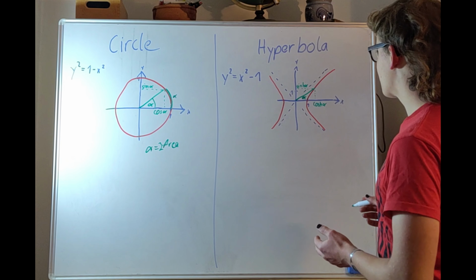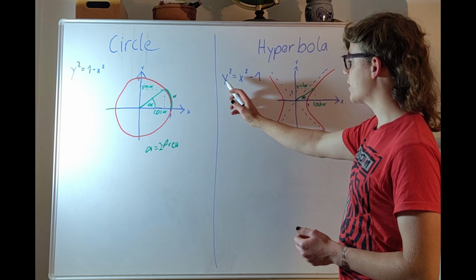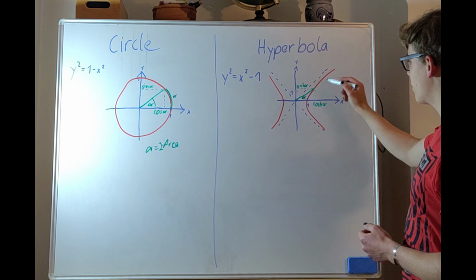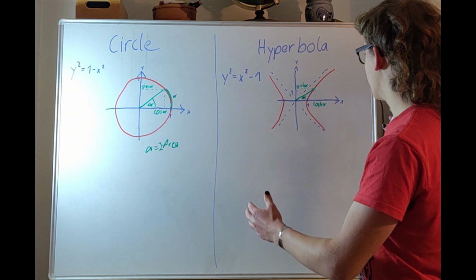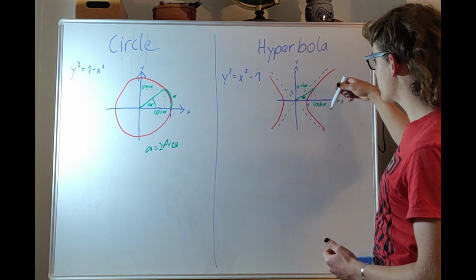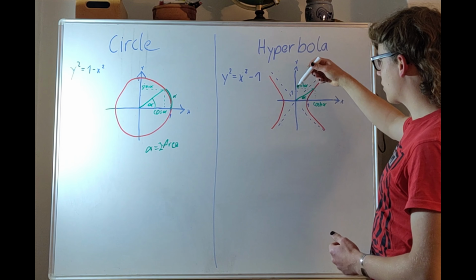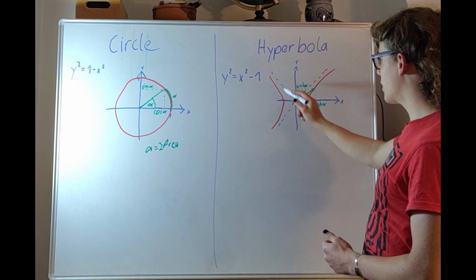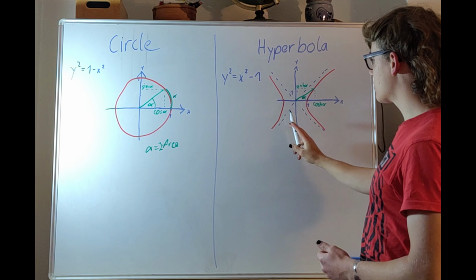Okay, so the hyperbola is pretty similar. We still have y squared, but we got y squared minus 1 on this side. So the red part gives us the curve of the hyperbola, and as you see it approximates the diagonals. If we go to infinity, it has like 2 branches here, and in the middle it's not defined.